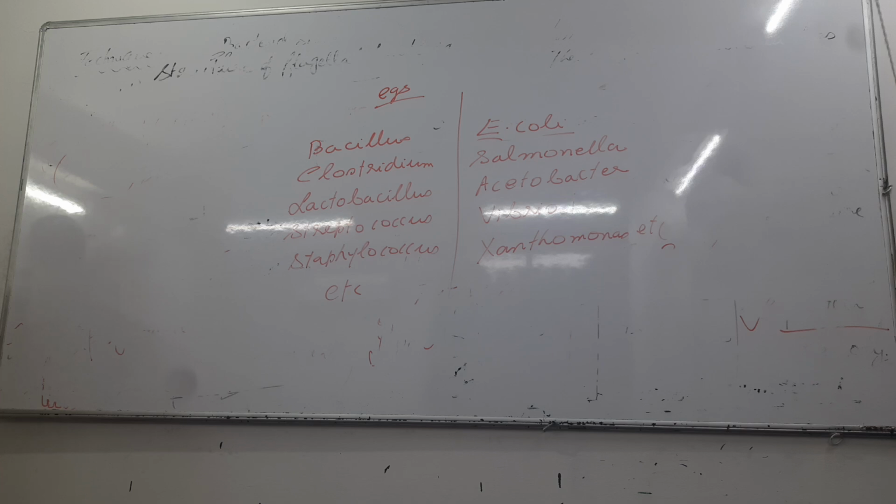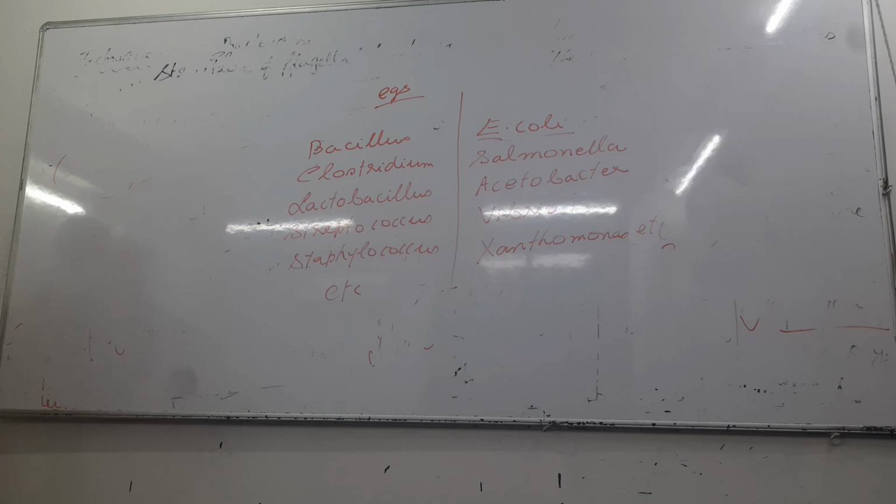Then point number 4 and 5: muramic acid. Muramic acid is present, or almost absent. Basically it is present in gram positive, right. Next write teichoic acid: present or absent. Mark these points.